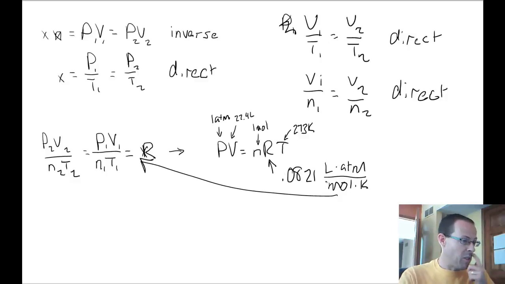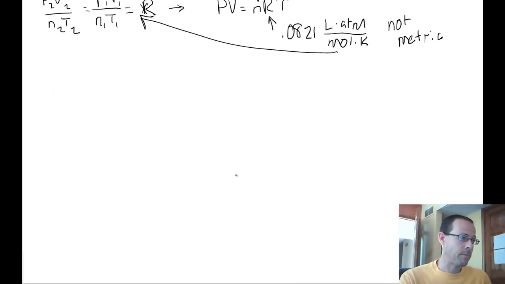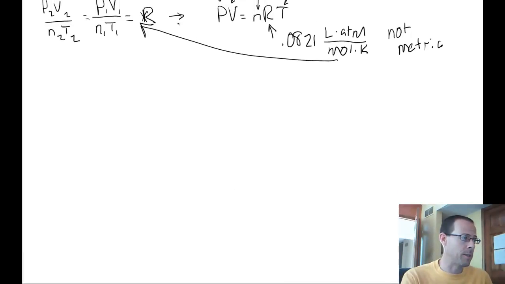All right? So this is not metric. This is one of those few constants that we use quite a bit in science that's actually not the metric constant. So in this podcast, I want to go over what the metric constant is. Okay? So the issue becomes this pressure right here. So atmospheres is not the metric way to measure pressure.